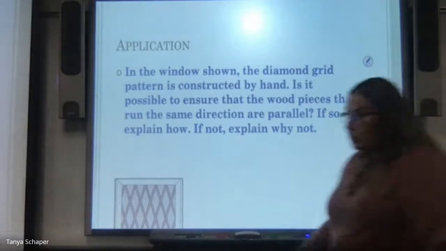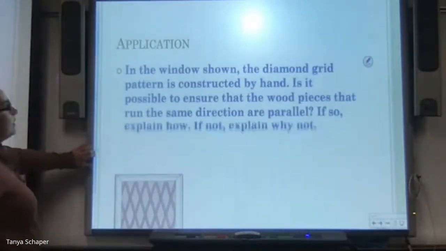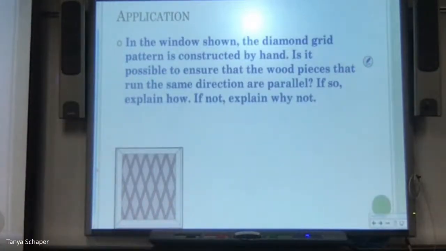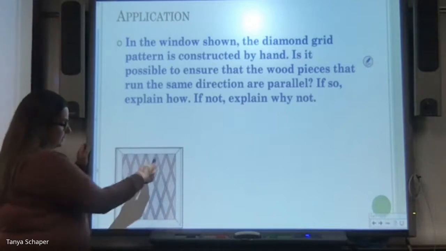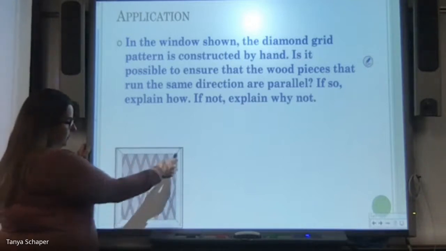Okay, so here's one more example and then we'll give you some time to work. In the windows shown below, the diamond grid pattern is constructed by hand. Is it possible to ensure that those wood pieces that are in the same direction are parallel? If so, explain. If not, why not? So how would someone who freehanded this know if these are all parallel?